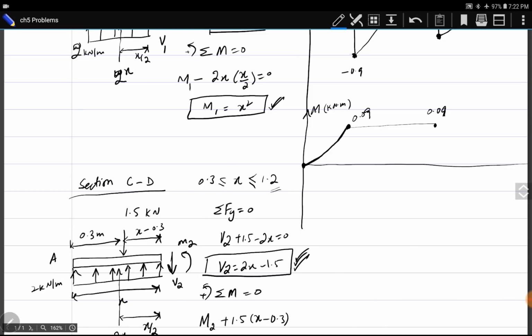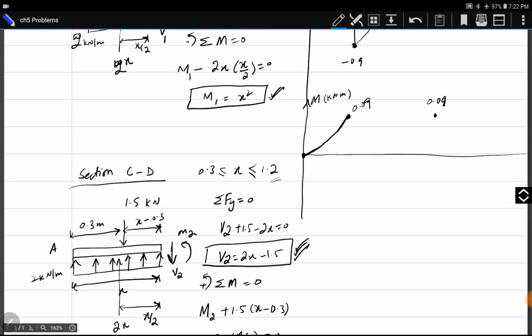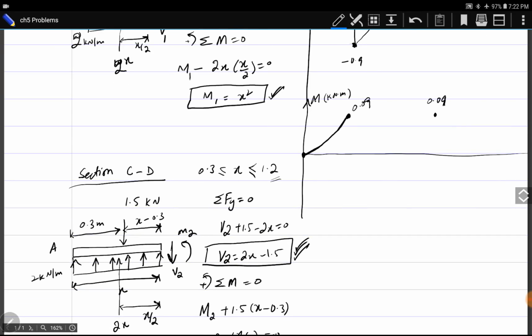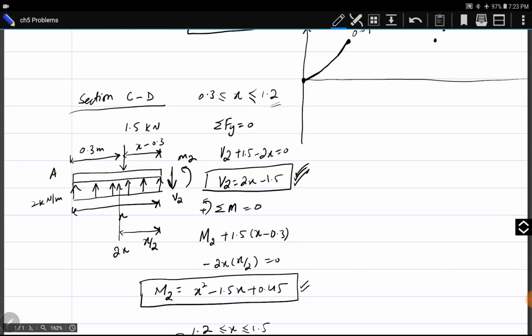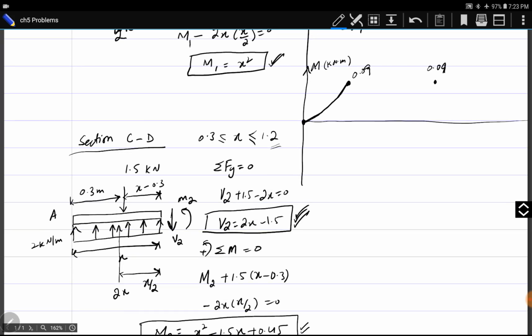So for the curve, I will put a third value between 0.3 and 1.2. The midpoint of 0.3 and 1.2 is 0.75. So I will put x equal to 0.75 in this expression to find the midpoint between these two. If we put x equal to 0.75, the moment will be minus 0.1125.